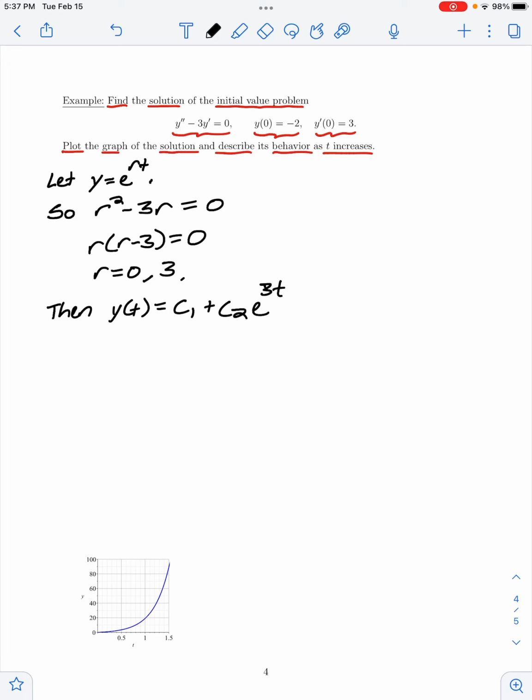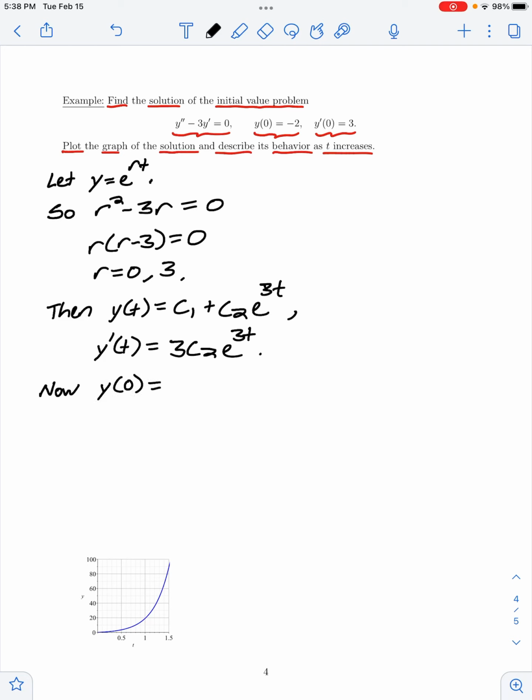And in order to apply my initial condition, I need to find the derivative of this general solution, y prime of t. So the derivative of a constant, c1, just gives me 0, and then plus 3c2 e to the 3t power. So once I have my general solution and its first derivative, I'm ready to apply my initial conditions.